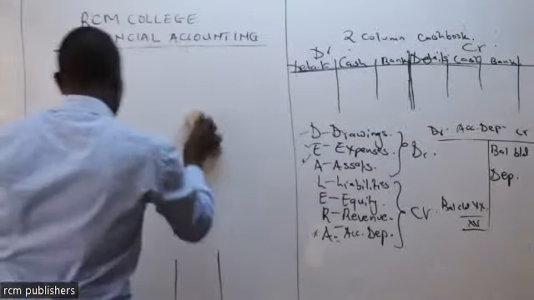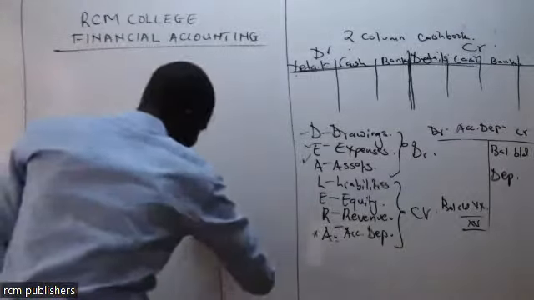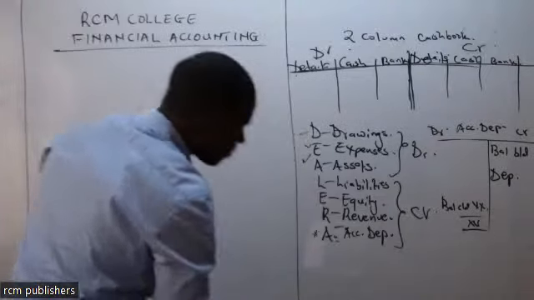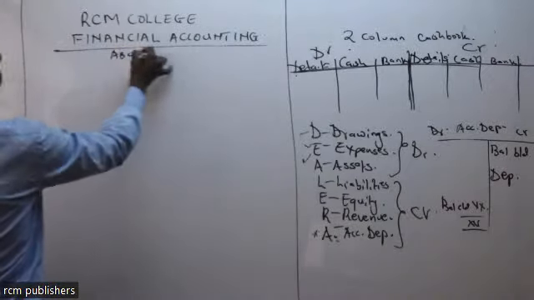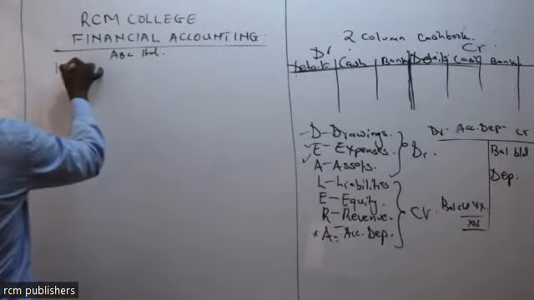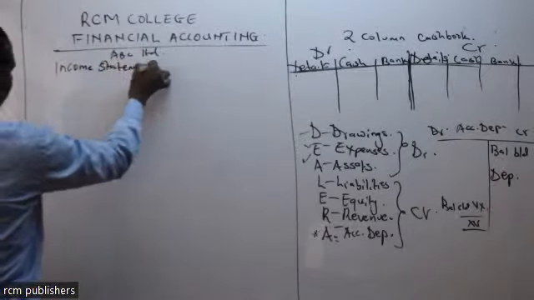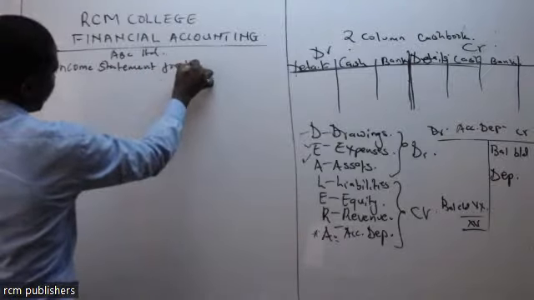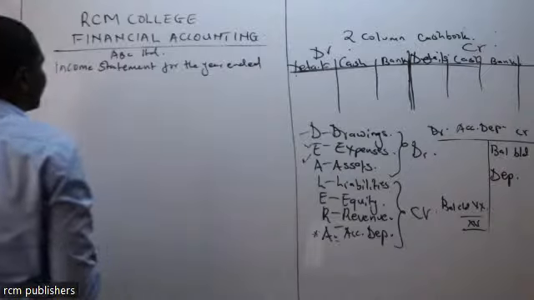And since I want this to be clear in your mind, from the trial balance is whereby we prepare what? ABC Limited income statement for the year. And then class, please.